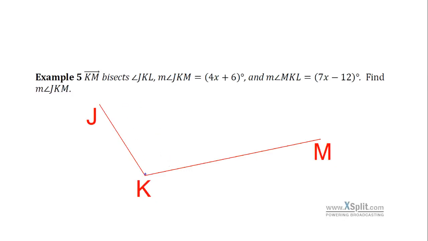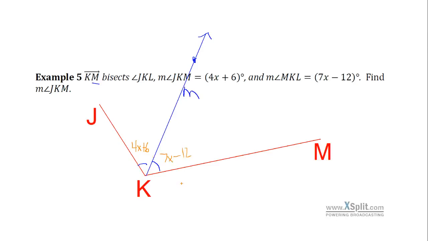If I want to bisect something, I obviously don't want to cut things right here. That's not where half the angle is. I don't want to cut things over here. I want to cut things about in the middle so that on either side is an equal angle. I'm going to cut that with a ray that goes through point M and beyond. I'm going to label my angles now. So I'm going to say this one is 4x plus 6. This one is 7x minus 12.